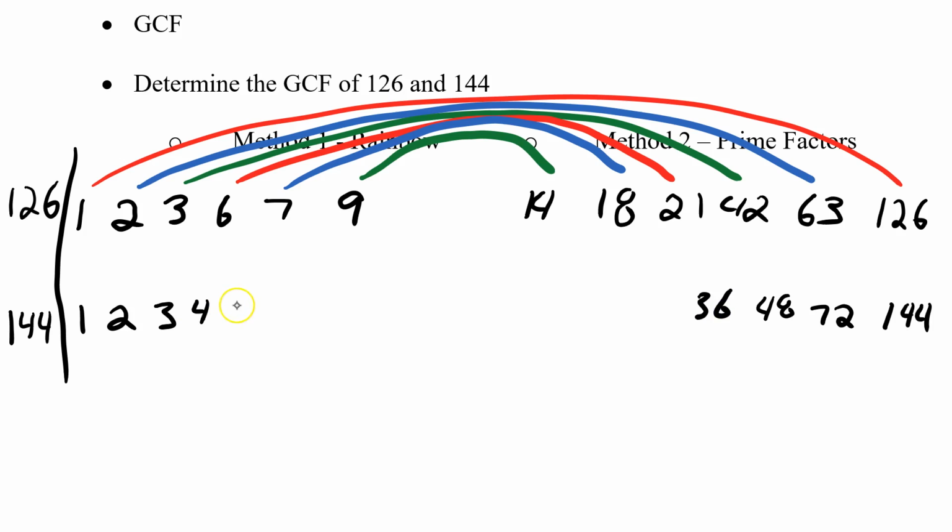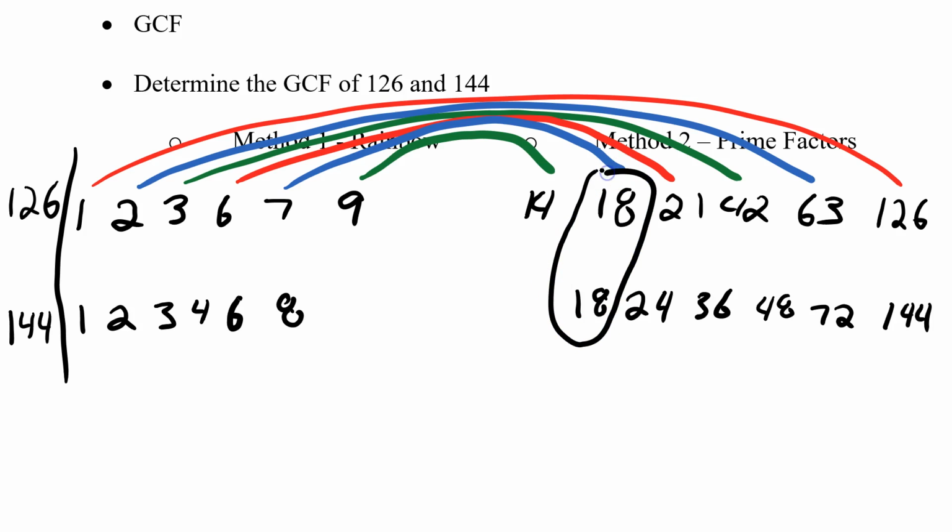5 doesn't, but 6 will. 6 and 24. Still nothing matching. My 6 didn't write, I'll just write it in there. Next one, 8 and 18. Now right away you say, hey, 18's here, 18's here. I look like I got a winner. So it looks like the greatest common factor between 126 and 144 is 18. But let's just run out the rest for fun.